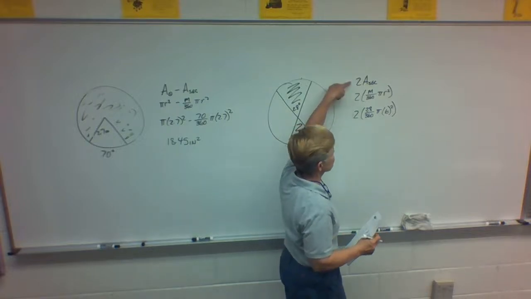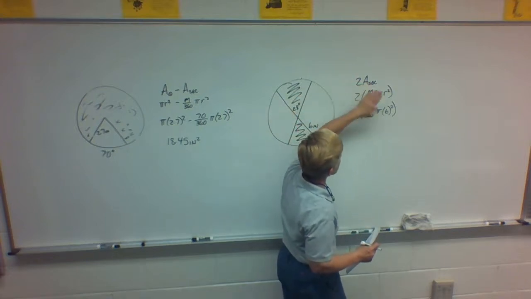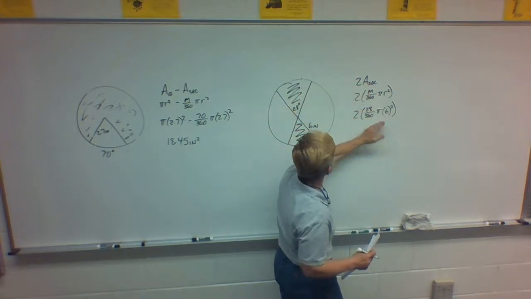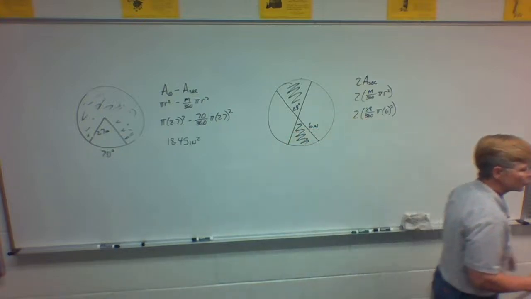Start out with a decent strategy. What are you trying to find the area of? The area of 2 identical sectors. That's what you're doing. So here's the formula of a sector, and these are the details from the picture. It's all there. That'll get you all but 1 point if you can get to there.